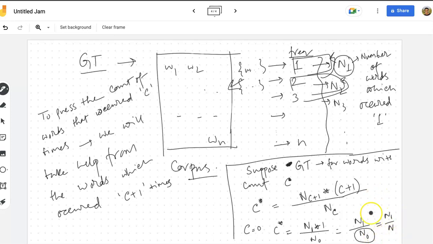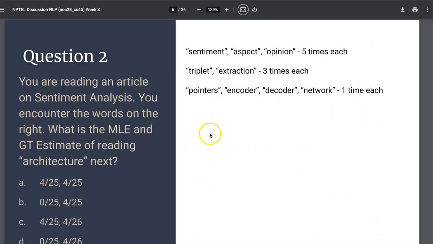So N is the total number of diagrams, or whatever the thing you are considering. So this is the formula, N1 by N. Now let's see what will be the answer for this thing. For architecture, there are 0 occurrences. So to guess this, we need to get the words which occurred once. So basically we need N1.